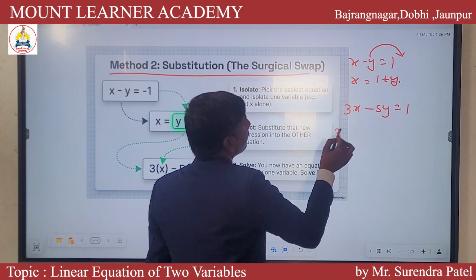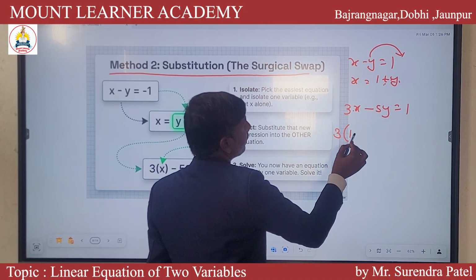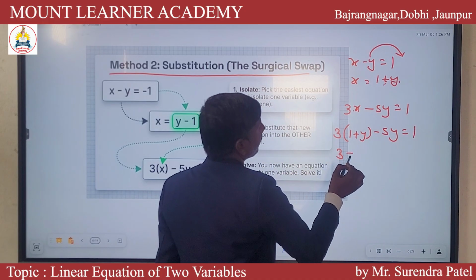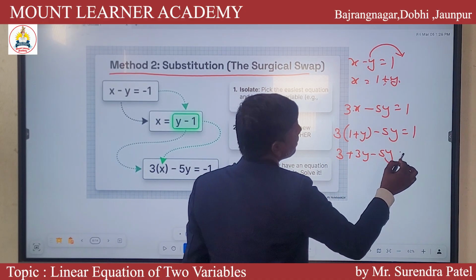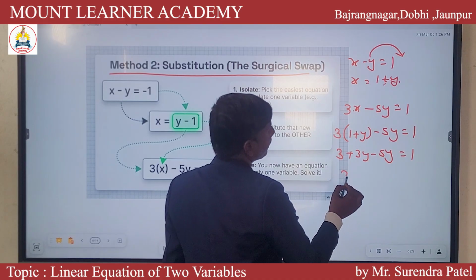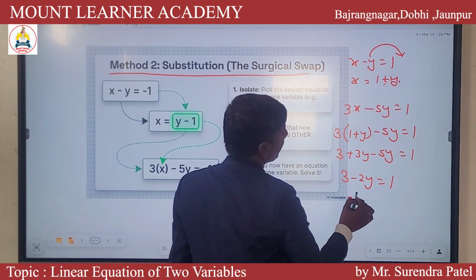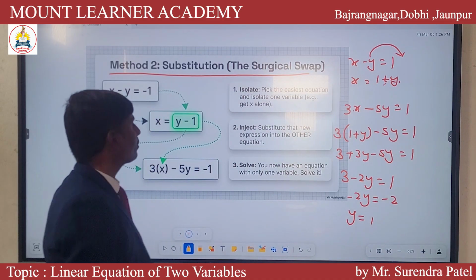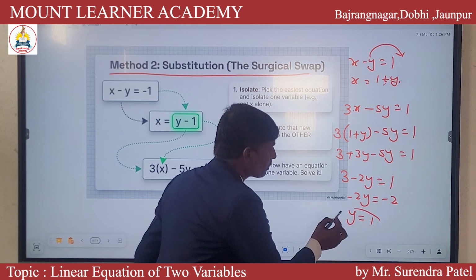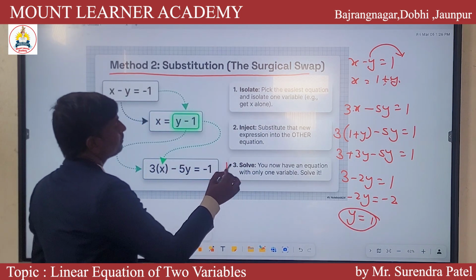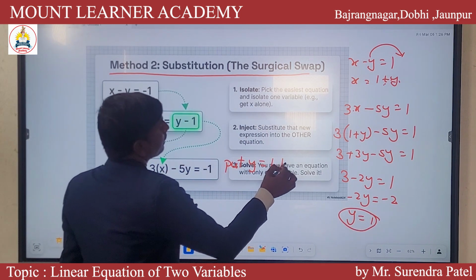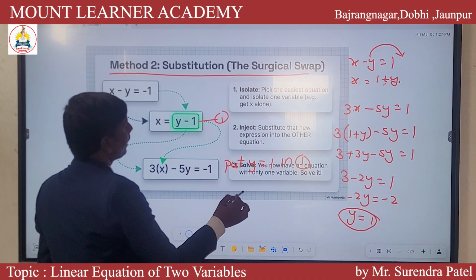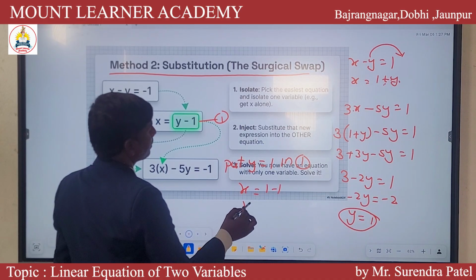We put 3 in place of x: 3 times (1 plus y) minus 5y is equal to 1. 3 plus 3y minus 5y is equal to 1, then 3 minus 2y is equal to 1, minus 2y is equal to minus 2, and we get y is equal to 1. So this is the value of y. And if we put y is equal to 1 in equation number first, we get x is equal to 1 minus 1, x is equal to 0.